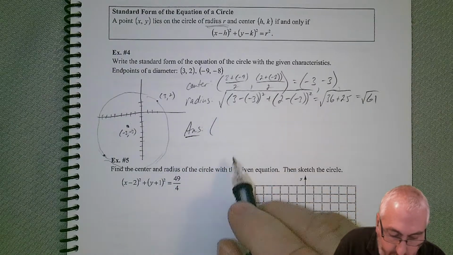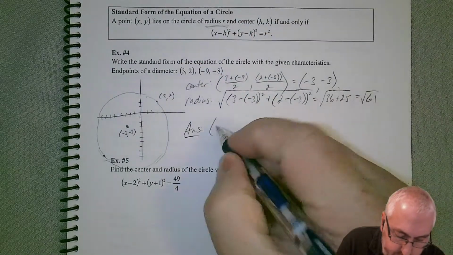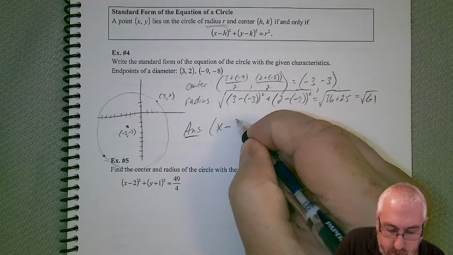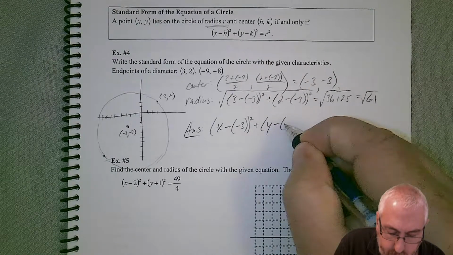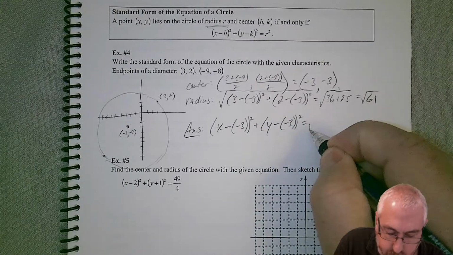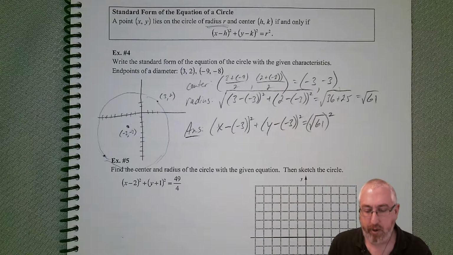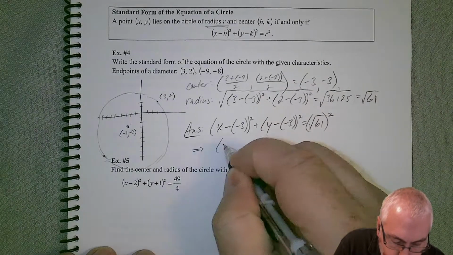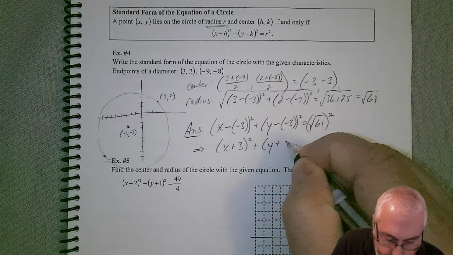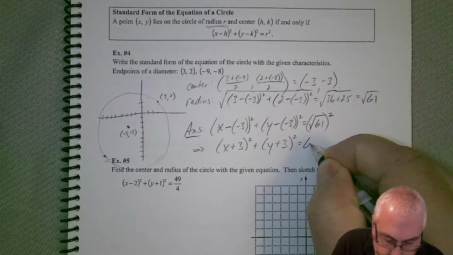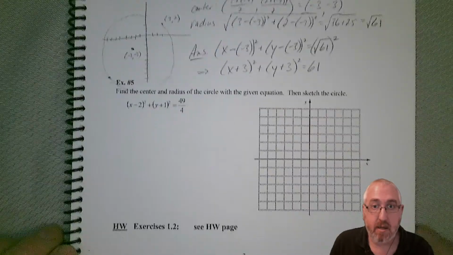So we want to plug in our numbers carefully. So we got x minus a negative 3 squared plus y minus another negative 3 squared equals square root of 61 squared. Now obviously you want to pretty that up. So x plus 3 squared plus y plus 3 squared equals 61. Not too bad.